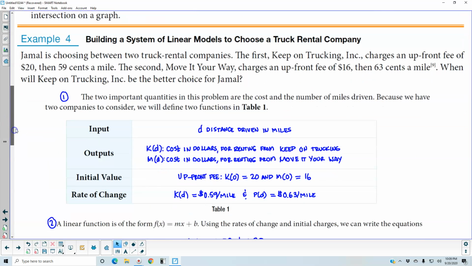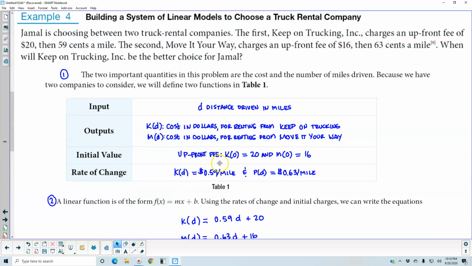Now for step number one, the two important quantities in this problem are the cost and the number of miles driven. Because we have two companies to consider, we will define two functions in this table. The input, D, is going to be the distance driven in miles. The outputs, K of D, for Keep On Trucking, is the cost in dollars for renting from Keep On Trucking. M of D is the cost in dollars for renting from Move It Your Way.